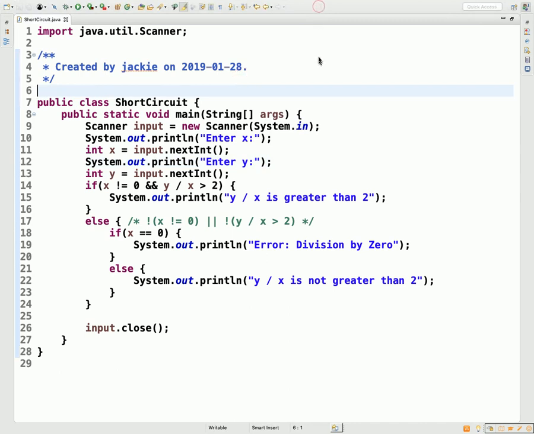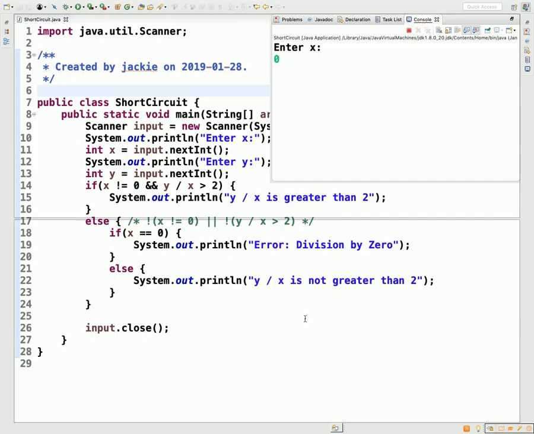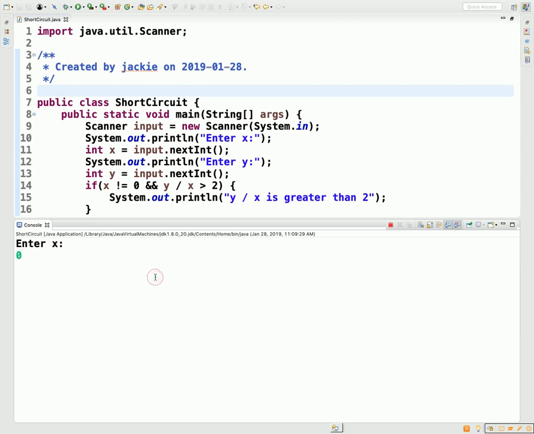Let me just try to make this a little bit, if I can, okay, console. Let me just put it on the button over here. Okay, that'll be better. If I say enter x, 0, and then what about y? Let's say I want to do 10 divided by y, 10 divided by 0. In that case, it will tell me error, division by 0. Agree? Okay?